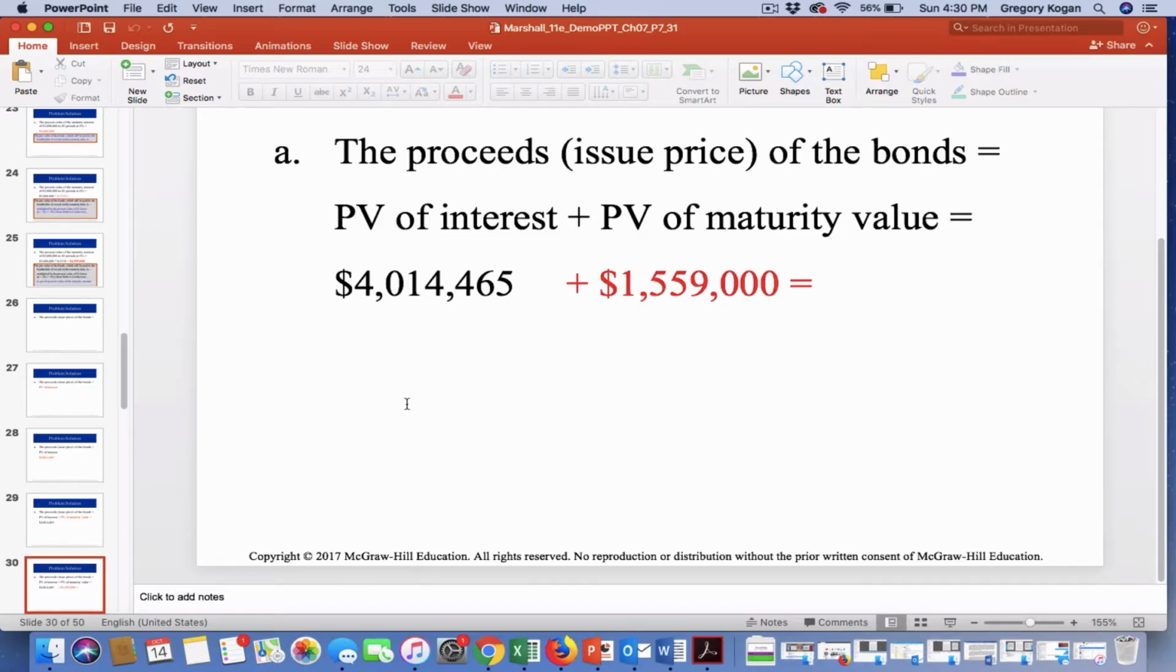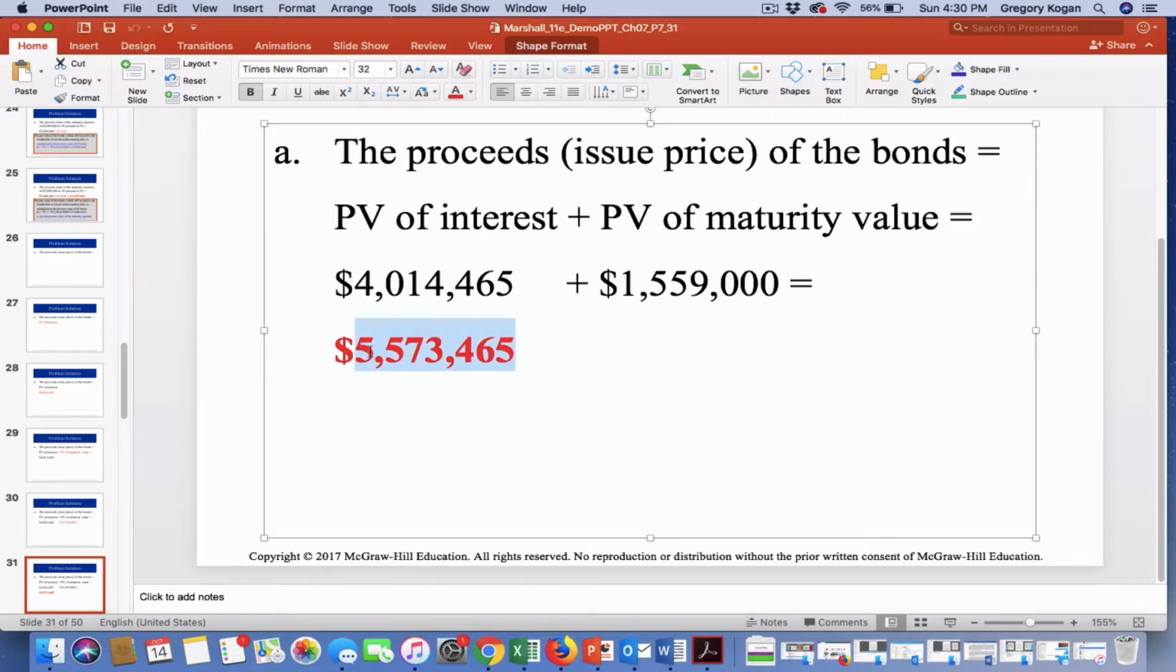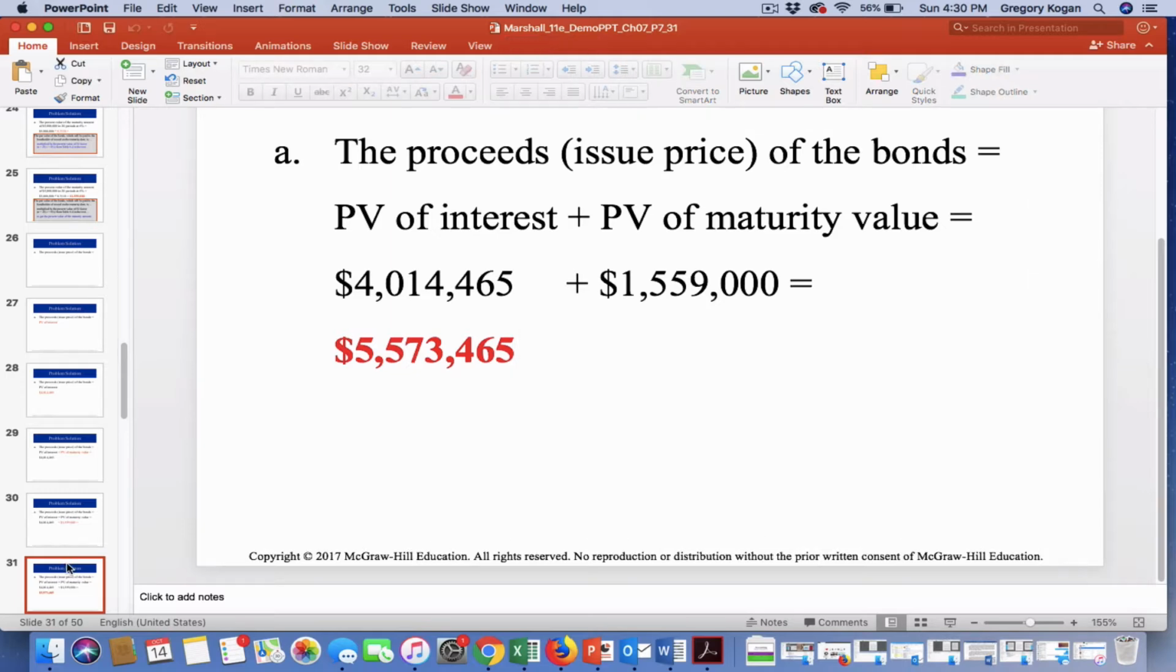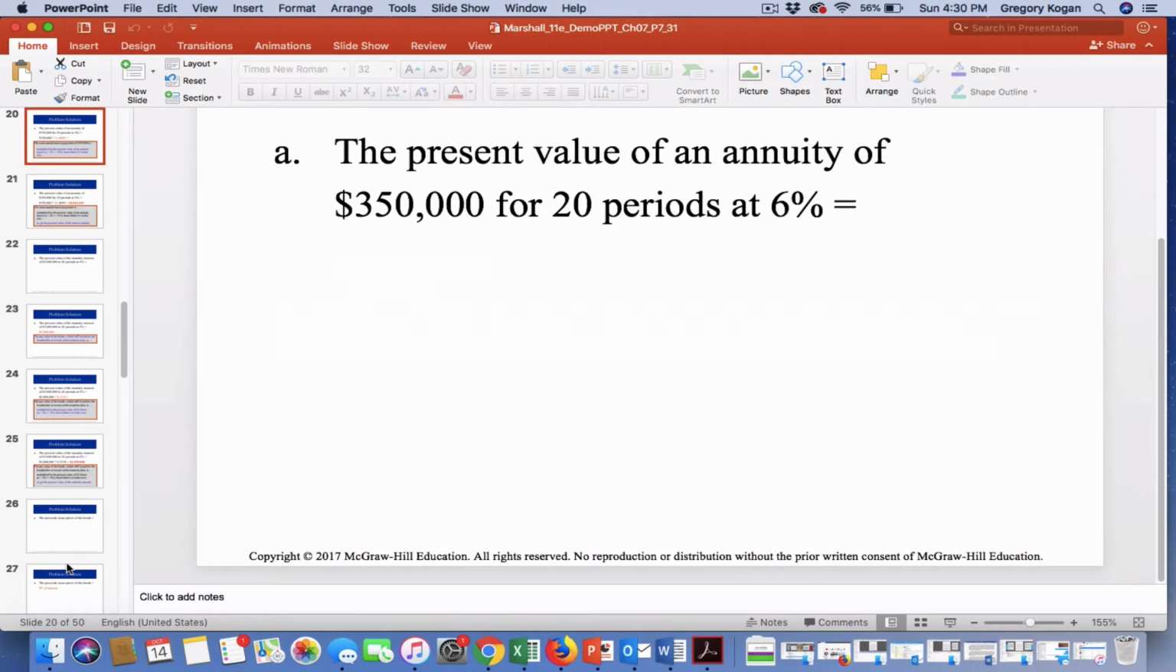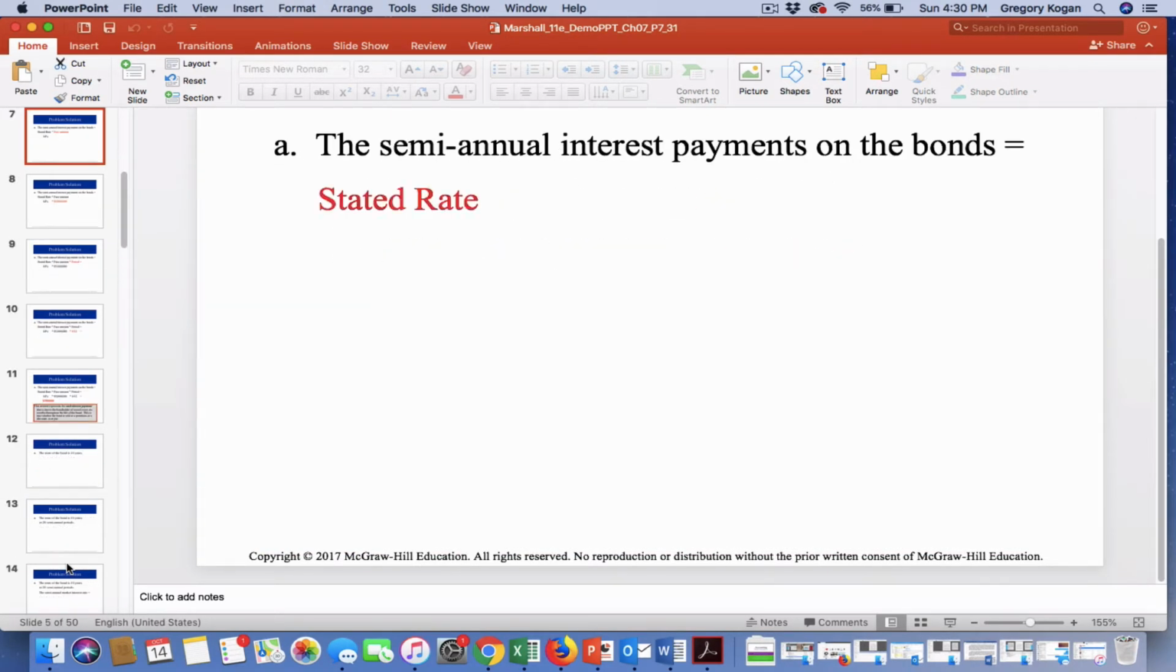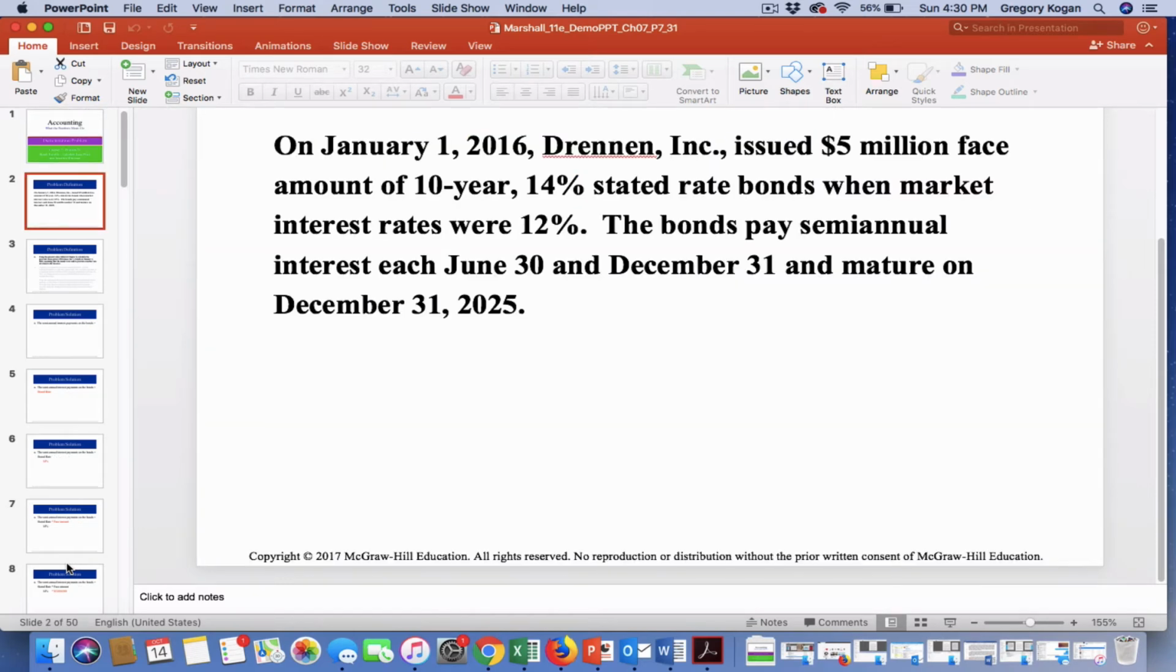There's also another way to do it where you actually calculate it out. There's another exercise that we can go through. But it is important to understand why this is higher than 5 million. In other words, this bond issues for more than 5 million. You have to go back and look, and that's because, why would somebody pay more for that?